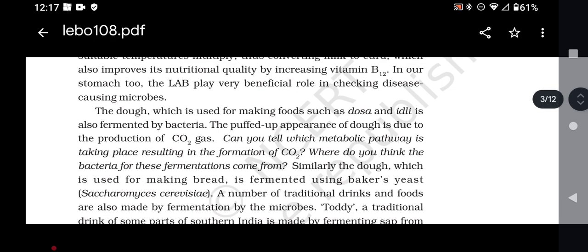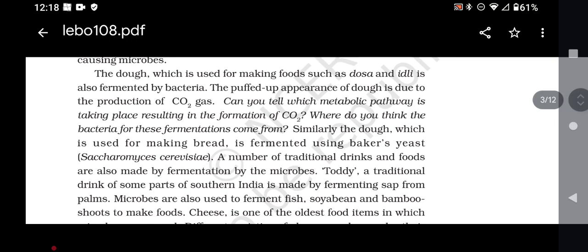The dough, which is used for making food such as dosa and idli, is also fermented by bacteria. The puffed up appearance of dough is due to the production of CO2 gas. Can you tell which metabolic pathway is taking place resulting in the formation of CO2? Where do you think the bacteria for this fermentation come from? Similarly, the dough, which is used for making bread, is fermented using baker's yeast, Saccharomyces cerevisiae.